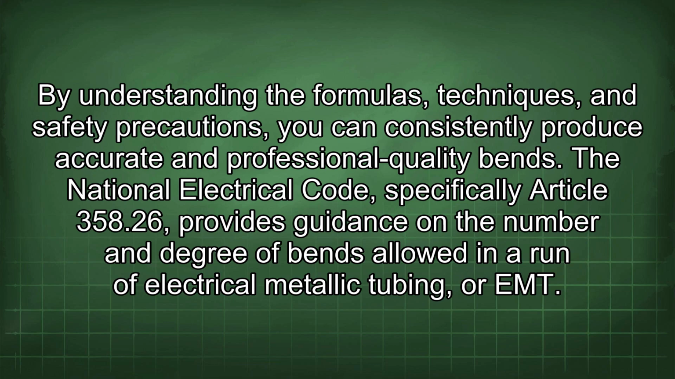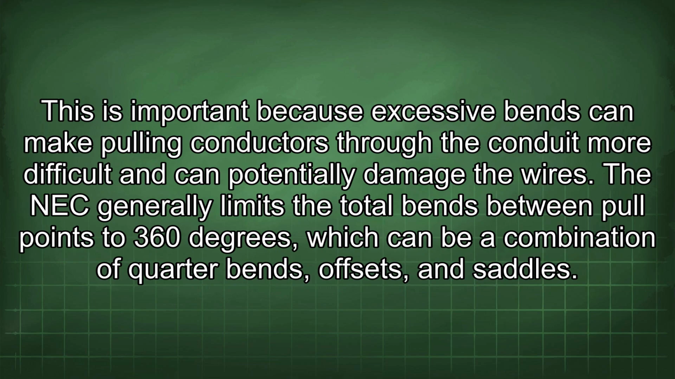The National Electrical Code, specifically Article 358.26, provides guidance on the number and degree of bends allowed in a run of electrical metallic tubing, or EMT. This is important because excessive bends can make pulling conductors through the conduit more difficult and can potentially damage the wires. The NEC generally limits the total bends between pull points to 360 degrees, which can be a combination of quarter bends, offsets, and saddles.